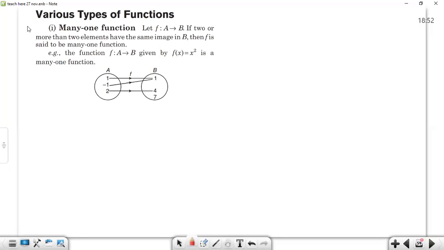Okay. Now let's discuss different types of functions. There are many-one functions. It may happen that for two inputs, there can be one output. If it is happening so, you may declare the function as a many-one function. If two or more than two elements have the same image in B, then f is said to be a many-one function. If the function is x square, for 1 and -1, the value is 1 itself. For 2 it is 4. So for two inputs, there is the same output. This is a function, no problem. This should not be happening otherwise.